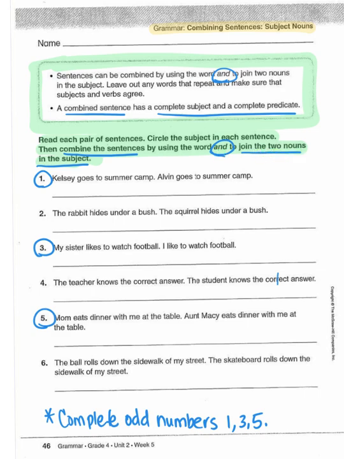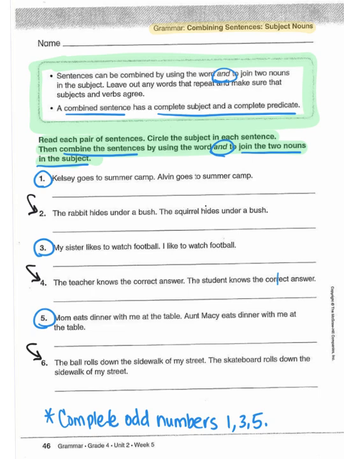All right, let's get started and take a look at how we're going to go about doing this. If you look at 1, 3, and 5, you're going to be focusing on the same type of thing, but I'm going to jump down and start with number 2, and then do number 4 and number 6 so you have a good example to look at. So my sentence says, the rabbit hides under a bush. The squirrel hides under a bush.